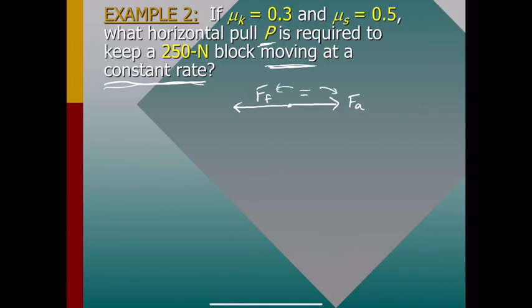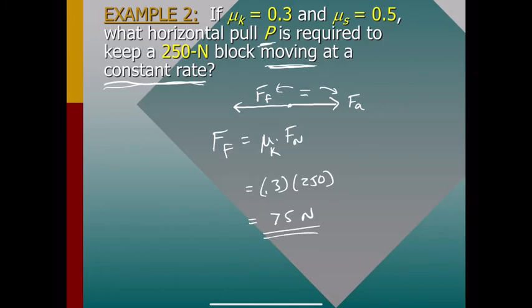And since they have to be equal, I can just find the friction force, which equals mu times the normal force. Mu in this case, I'm going to use mu k because the object is moving. So 0.3 times 250 gives me 75 newtons. That's the amount of force required to keep an object moving at a constant rate. Note, if it's constant rate, applied force and friction force are in balance. They have to be in balance.